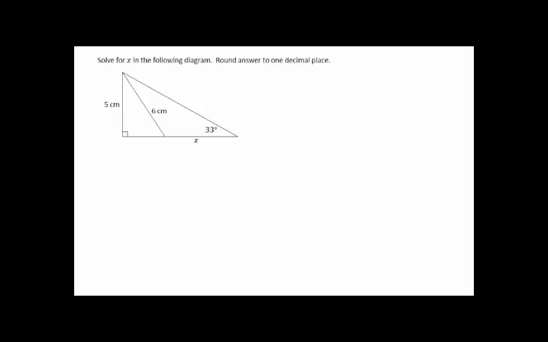Solve for x in the following diagram. Round answer to 1 decimal place. Question: we first have to consider the smaller, blue, right triangle shown. We can calculate y using Pythagorean theorem, since we know two of the sides of this right triangle, 5 and 6.